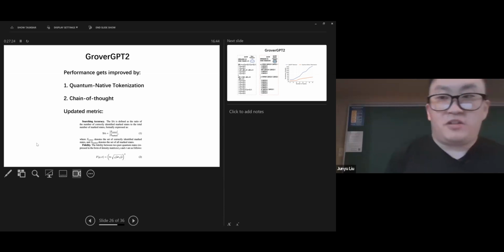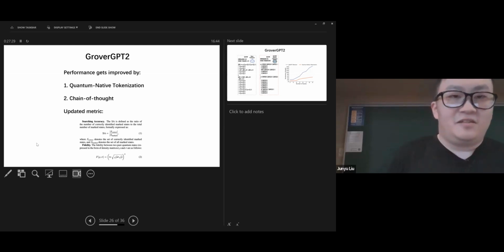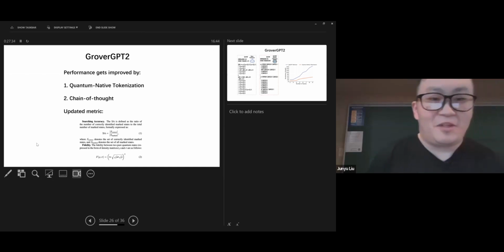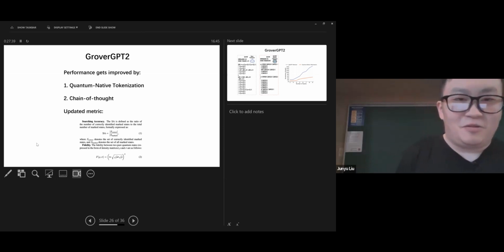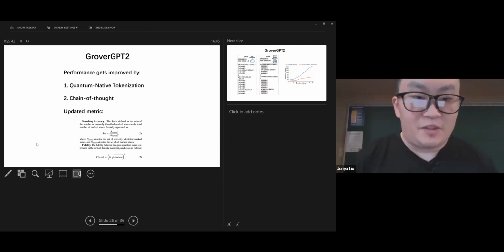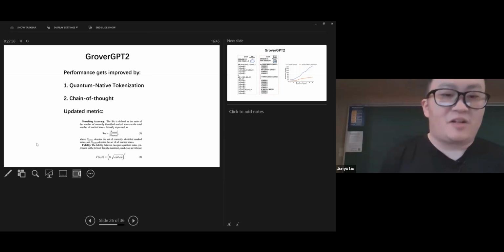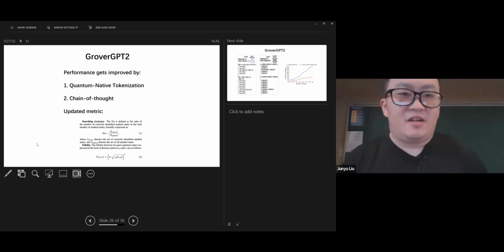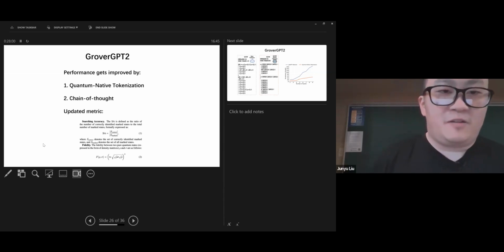We also slightly update the metric, so you will observe that the numbers are slightly different, because in the second version we use fidelity, real fidelity in quantum information science, as a metric. Before, we defined fidelity as the distance between the amplitudes, but now we define fidelity as the norm defined for fidelity of the quantum state. It's more like a direct definition from quantum information science. And those techniques in the second version, Grover GPT-2, can be very easily explained.